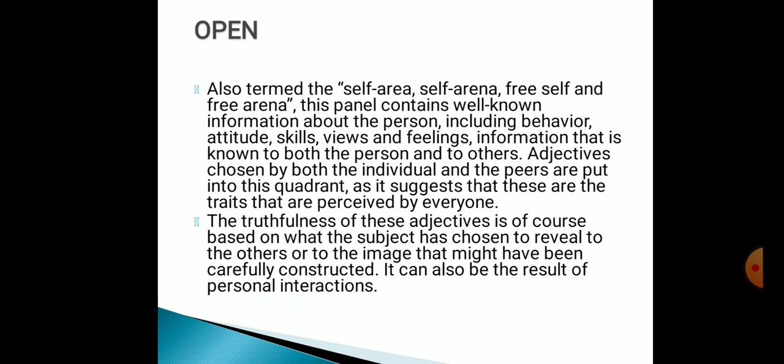The pane contains well-known information about the person, including behavior, attitude, skills, views, and feelings. Information that is known to both the person and to others. Adjectives chosen by both the individual and the peer are put into this quadrant as it suggests that these are the traits that are perceived by everyone. The truthfulness of these adjectives is, of course, based on what the subject has chosen to relay to the others or to the image that might have been carefully constructed.